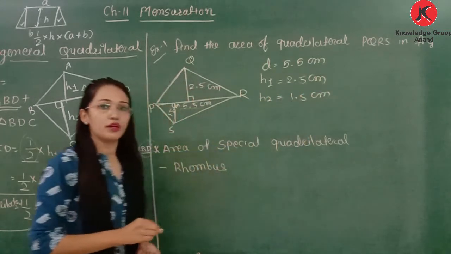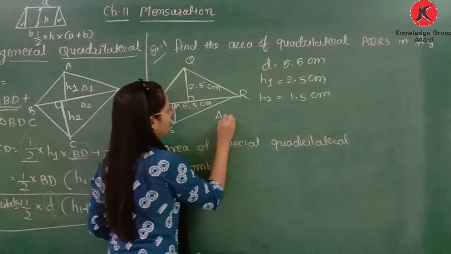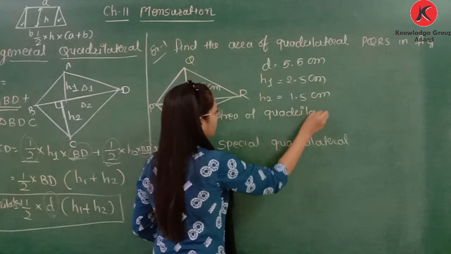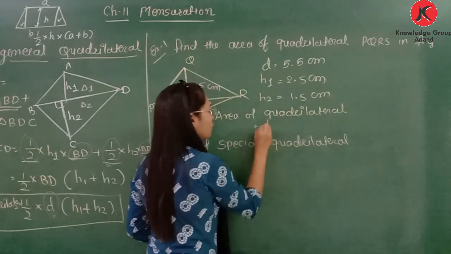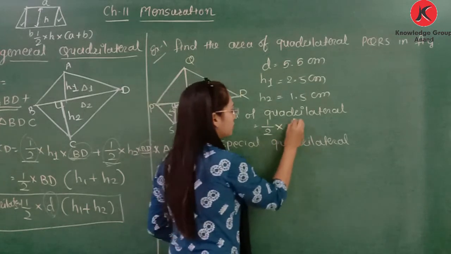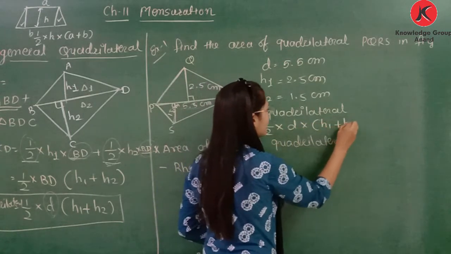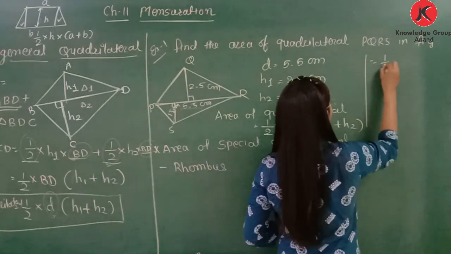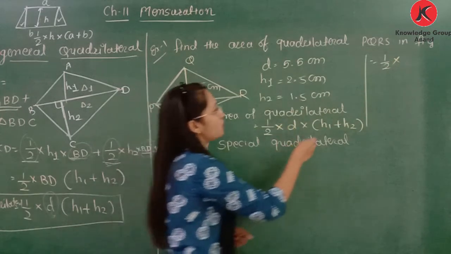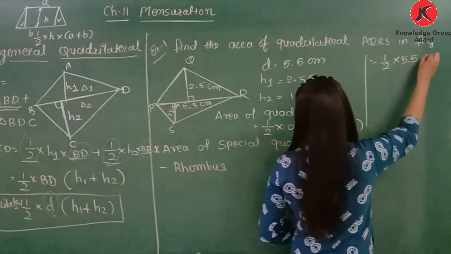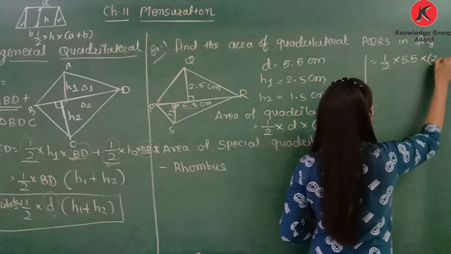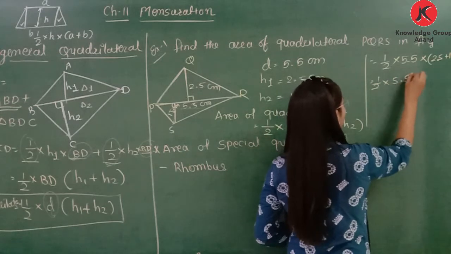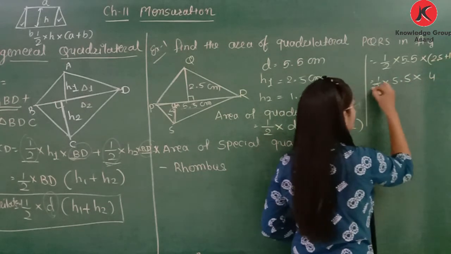And we learned the equation for the area of a quadrilateral. Area of quadrilateral is what? 1/2 diagonal multiply H1 plus H2. So write the values in the equation. So we have 1/2, diagonal is what? 5.5, H1 that is 2.5 and H2 1.5. So 1/2 multiply 5.5. Now add this, that is 4.